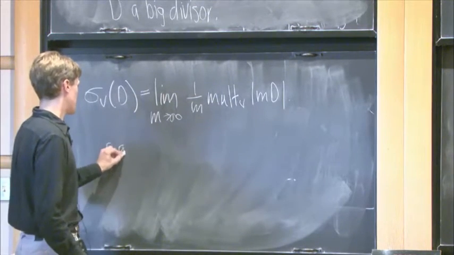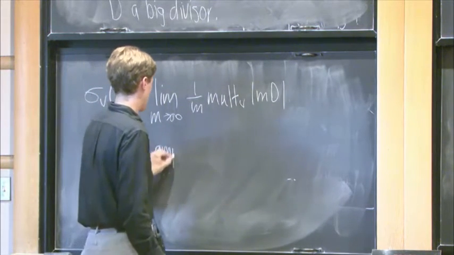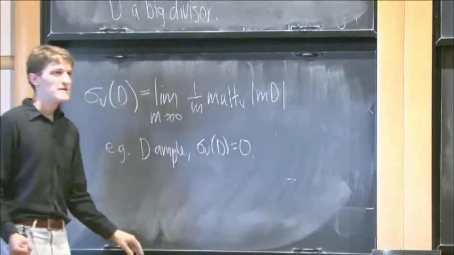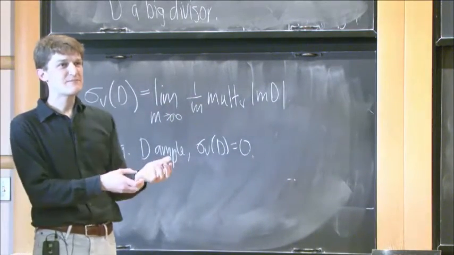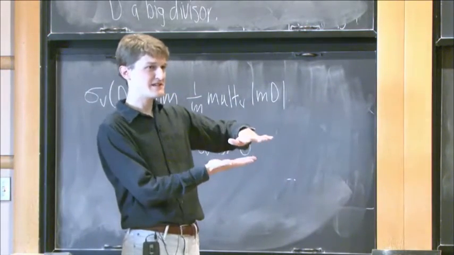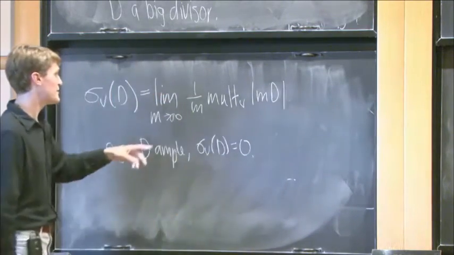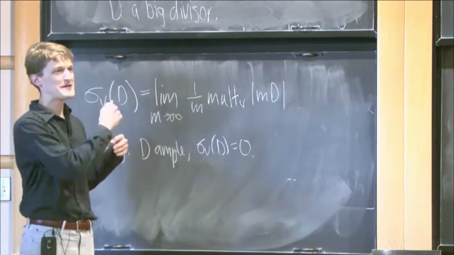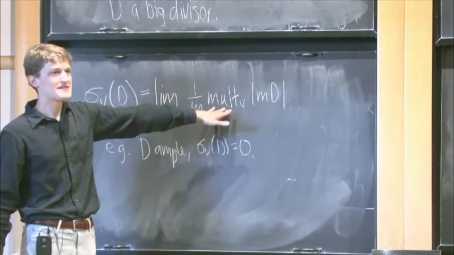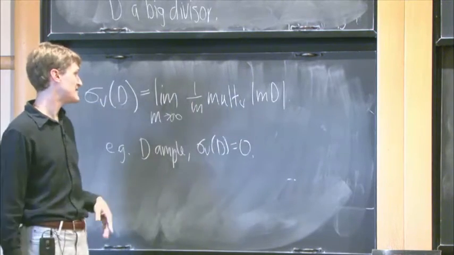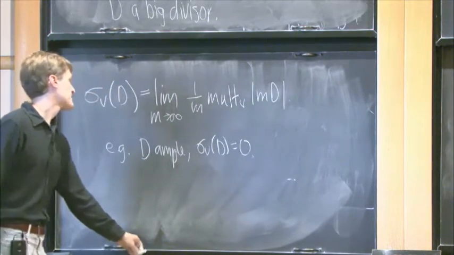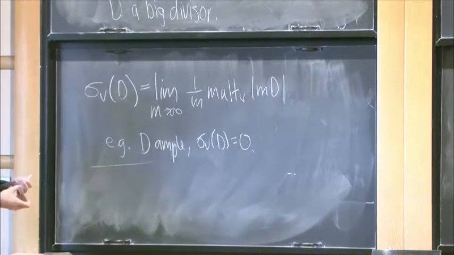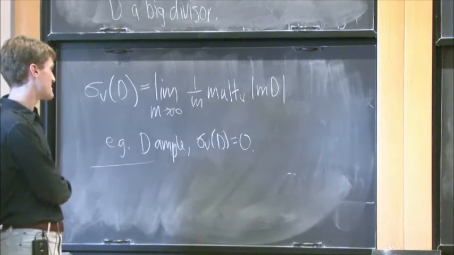So maybe a way to think about this, if D is ample, then sigma_V of D is 0. But remember, even if D is ample, it might not be base point free. D could have base locus along some divisor. And so the multiplicity of D itself along V is non-zero. But because D is ample, some large multiple is base point free. And so the multiplicity of this along V is 0, even if for m equals 1, it's not. So this is an invariant that measures the order of vanishing of sections of high tensor powers along a subvariety.